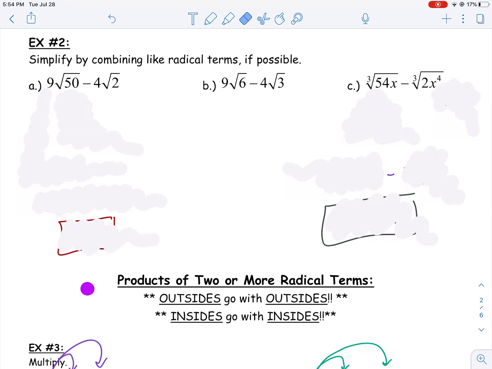Well, if you notice, I have a 9 rad 50 minus a 4 rad 2. Well, the square root of 50 and the square root of 2 are not the same thing. But it doesn't mean I can't do anything with this problem. Maybe it just means I have to simplify first.